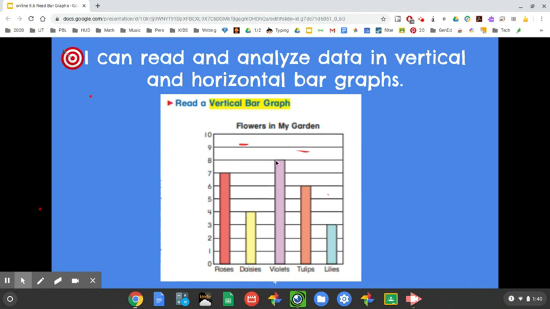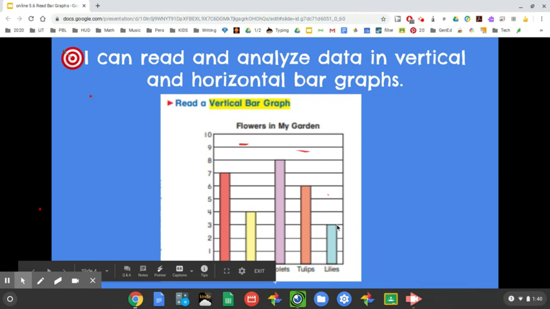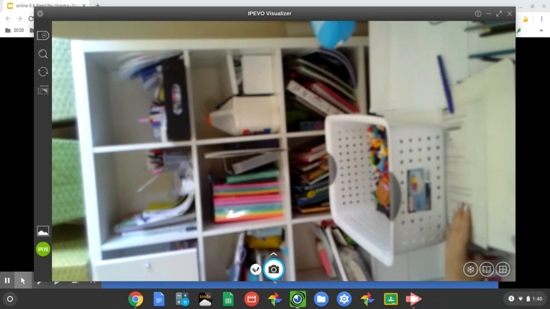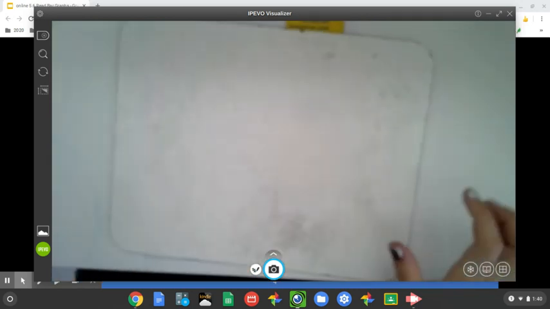So what you're going to do is you're going to look at that data. So we're looking at how many more, right? This is a comparison question. So how many more violets than lilies? So you look right here and we said we had 8 violets and 3 lilies. So I'm going to go ahead and pull up my whiteboard. Boop. And we're going to take a look.